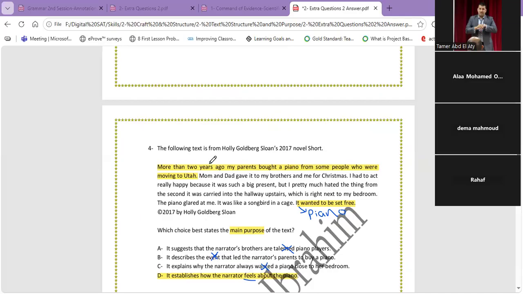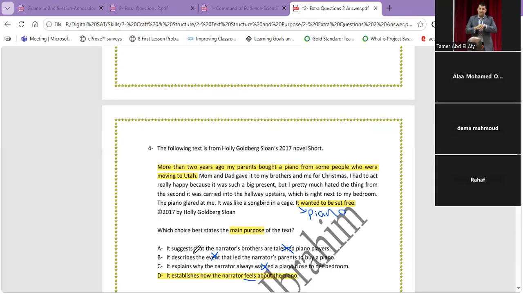Here it said, more than 2 years ago, my parents bought a piano from some people who were moving to Ara. The last one, it wanted to be set free. What did? The piano. So it suggests that the narrator's brothers are talented piano players? We didn't talk about the brother. It described the event that led the narrator's parents to buy a piano? He said only the bought. He didn't talk about the event.